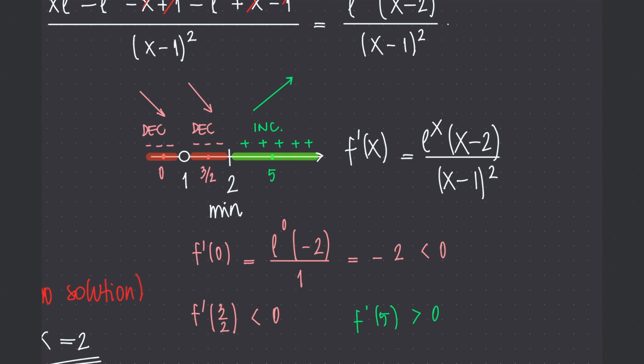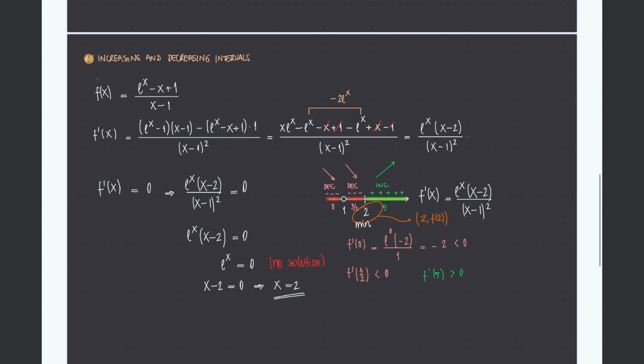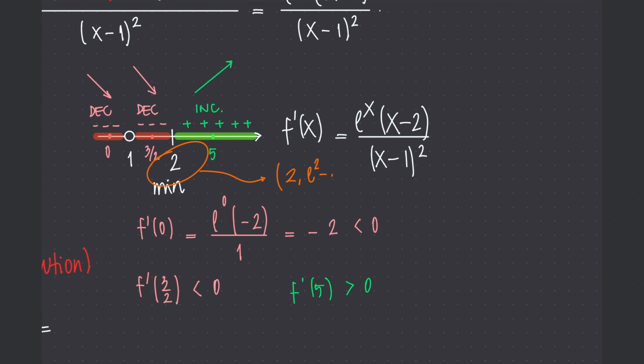And it's important to find the coordinates of this minimum. So it's 2, comma, f of 2. And we can find f of 2 by replacing 2 into our function. It is equal to e squared minus 2 plus 1 over 2 minus 1. Therefore, e squared minus 1. So 2 comma e squared minus 1.